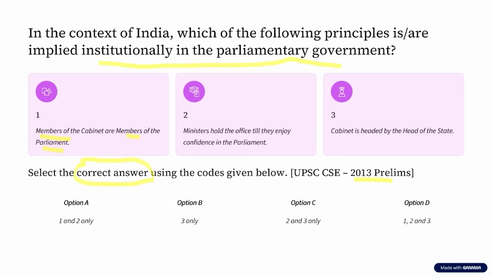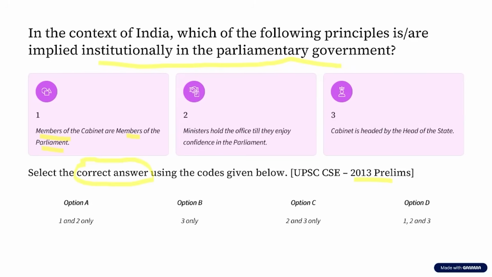Now, let us take realistic examples. Always remember, in polity, try taking realistic examples. Now, who are the members of the present cabinet in the central government? There is Prime Minister, Finance Minister, Home Minister, Defense Minister, External Affairs Minister, etc. Now, are they also members of Parliament? Yes. Our Prime Minister is the member of Lok Sabha.